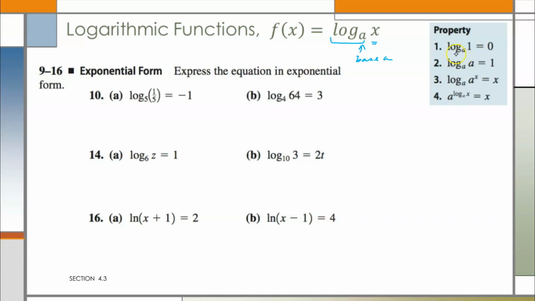Our first property says log base A of 1 is 0. No matter what the base is, if we're taking log base A of 1, we're always going to get 0. For example, log base 5 of 1 is 0. Log base 8 of 1 is 0. No matter the base, if we're taking the log of 1, we always get 0.